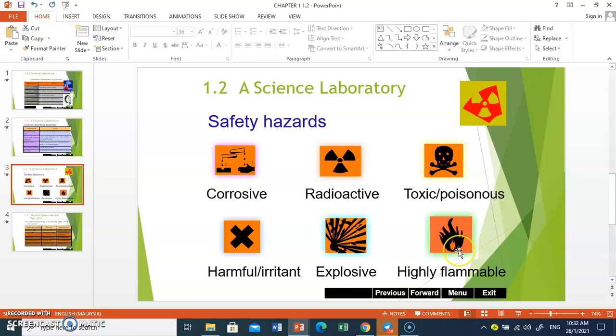Last one, highly flammable. This chemical easily vaporizes and is flammable. Keep this chemical away from fire or heat sources. Use this chemical according to the instructions carefully. Examples for the chemicals which are highly flammable are alcohol and petrol.